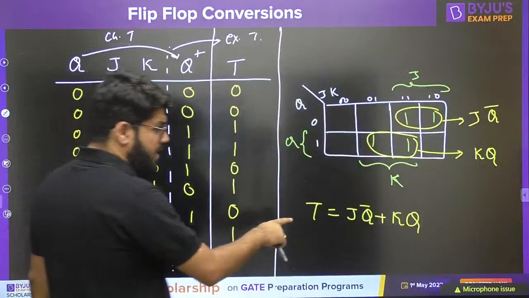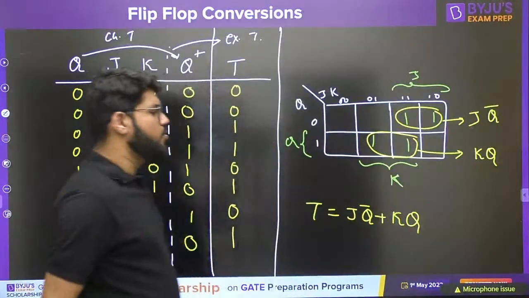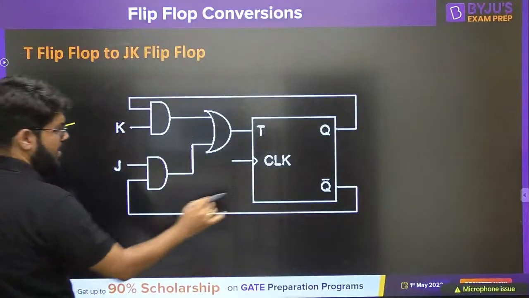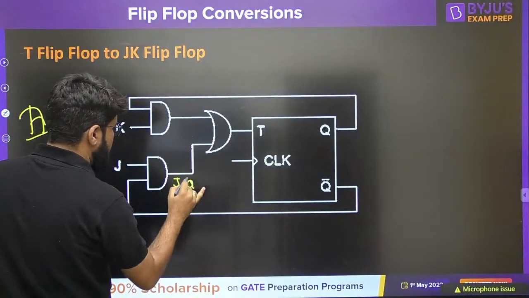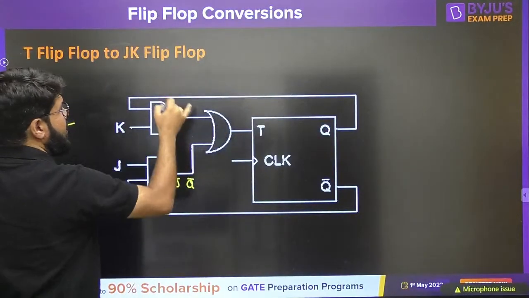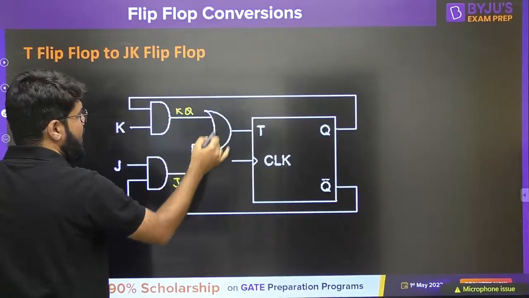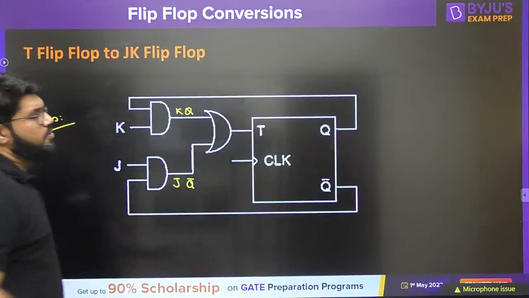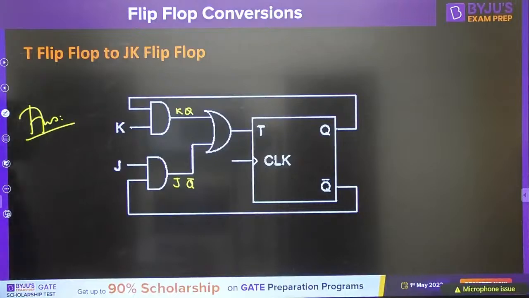Right, look into this again. JQ bar plus KQ. JQ bar, this is J and this is Q bar. So this is JQ bar. This is directly K and then ANDed with Q. So this is KQ, and then I add JQ bar plus KQ and feed to the T input.